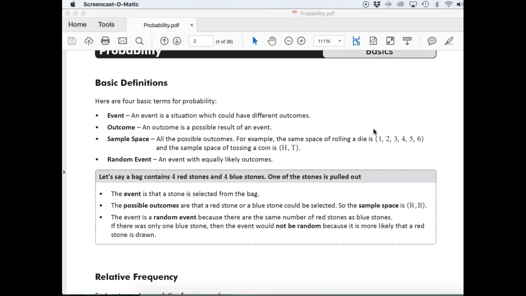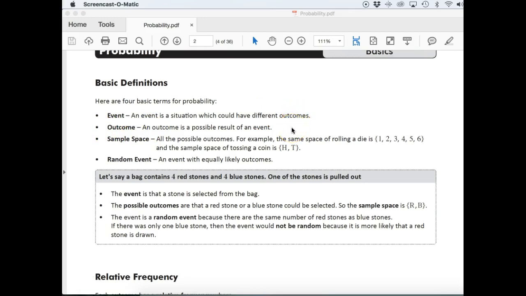Okay, we've got some basic definitions. We did this really quickly last lesson when we were looking at the Melbourne Cup, but let's go over them again. So for probability, you have terms like an event, and a situation which could have different outcomes. So anything where you are testing something can be an event. The Melbourne Cup, throwing a coin, rolling a dice, any games that you play, anything like that is going to be an event. An outcome is any possible part of that event that you're looking for.